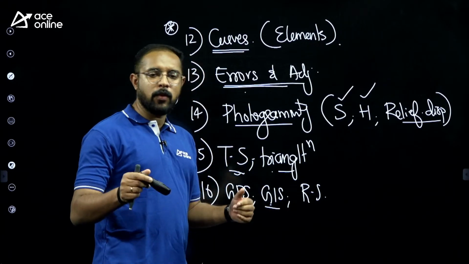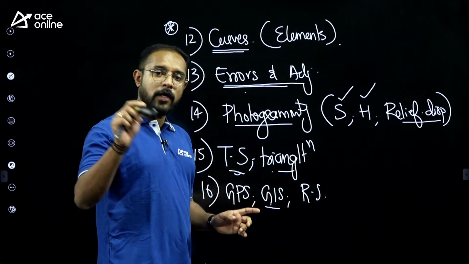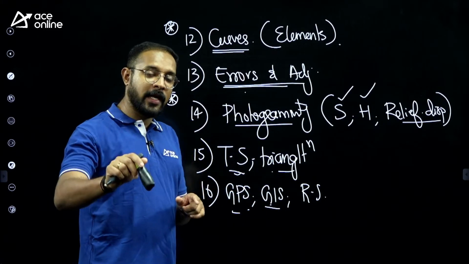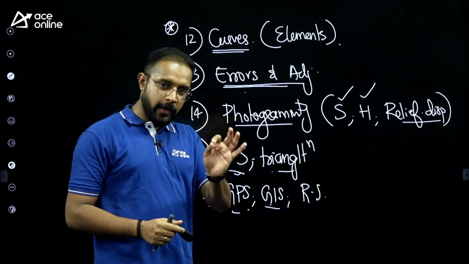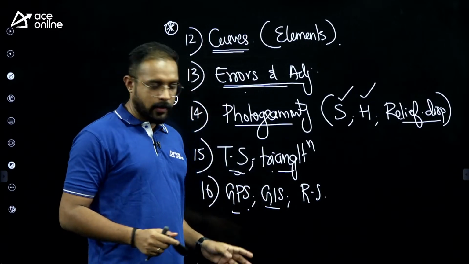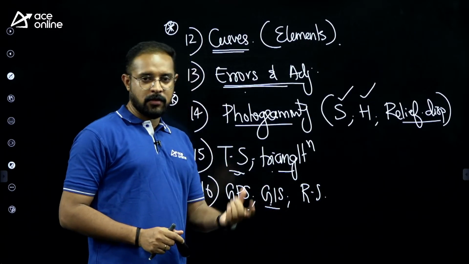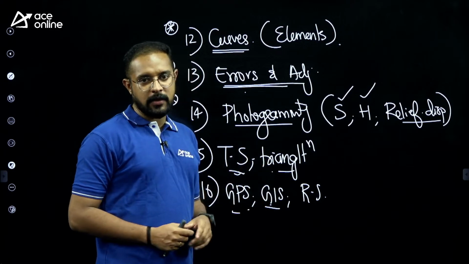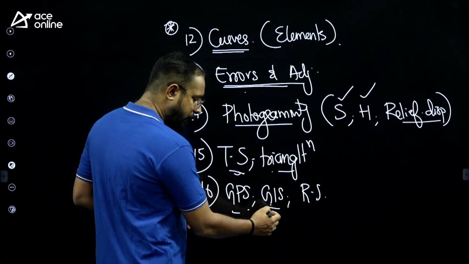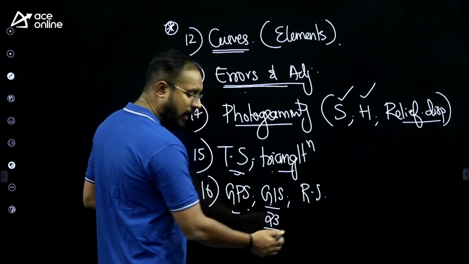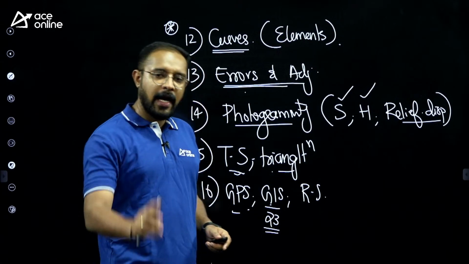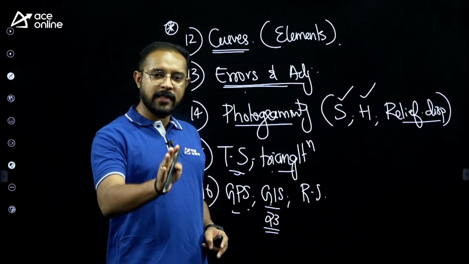From GIS, up to 2021 GATE there was no question, but in 2022 they asked one question, and in 2023 also they asked one question. But the GATE 2023 question from GIS is not really from GIS. I'll say it's again aptitude.